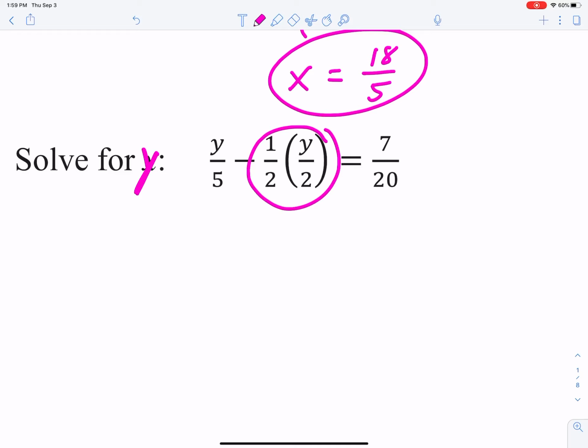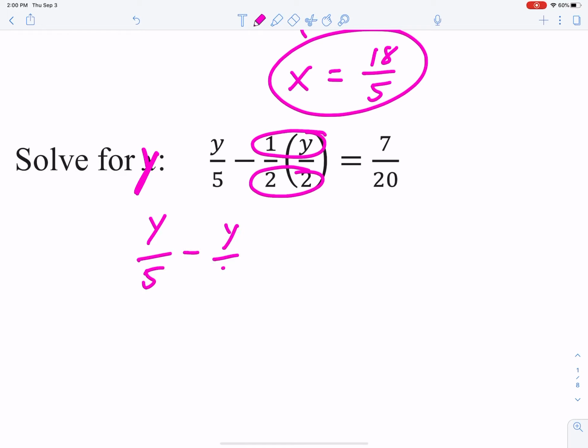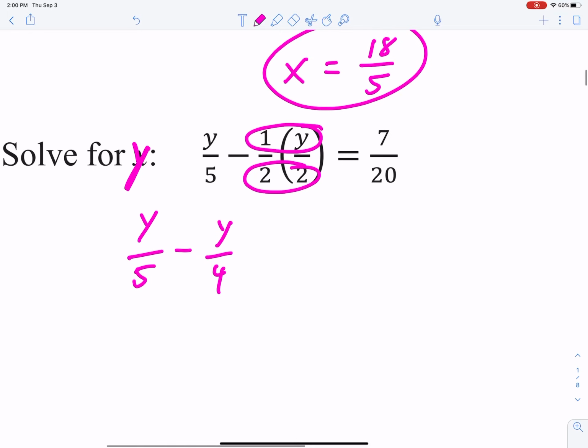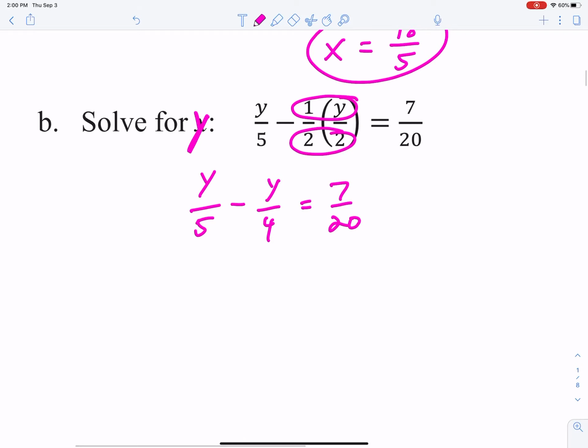So what I just circled, we could multiply, right? So remember, when you're multiplying fractions, you multiply straight across the top, straight across the bottom, right? So that's going to give y over 5 minus y over 4 equals 7 over 20. All right, so again, we're going to find the LCD, the lowest common denominator.